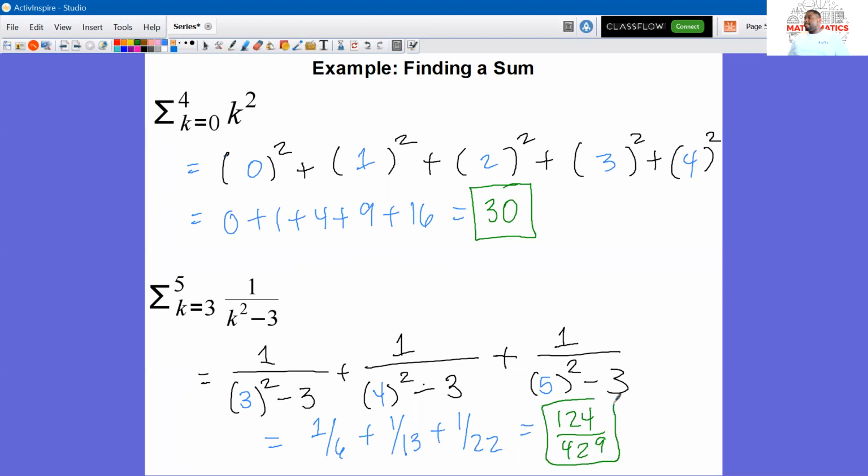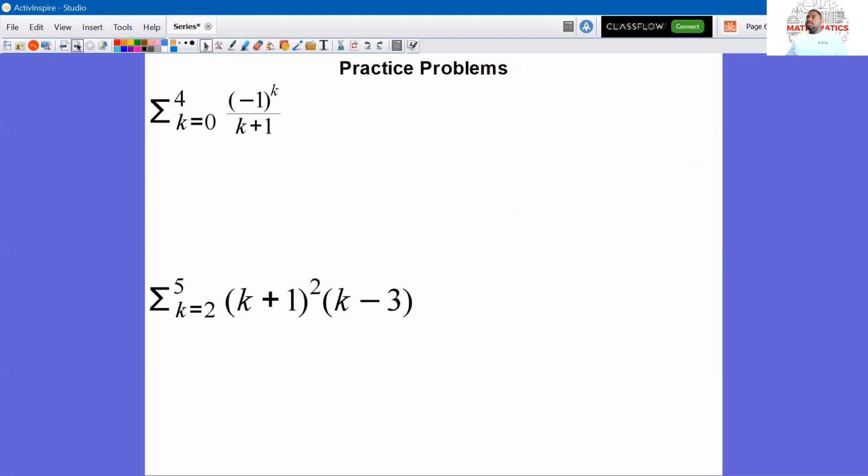All right. And this is how you would find the sum of a series. All I did was I start at the bottom and I keep plugging in until I get to the top number, and then I add up all the terms. Okay, that's for both of these. So here's some practice problems you can try on your own using the same process that I did before.